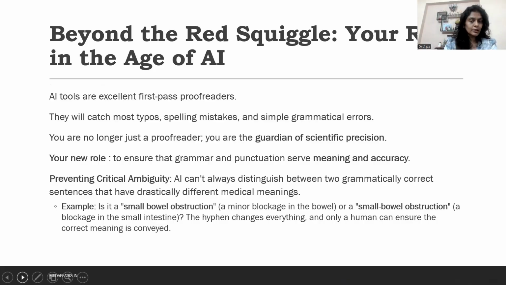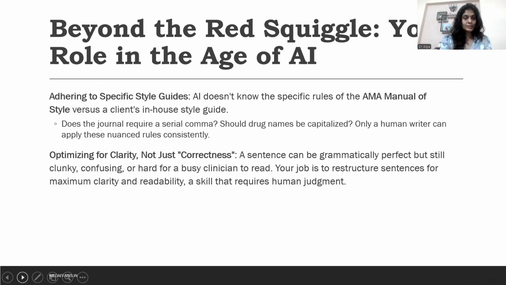However, as we discussed earlier also, there are instances wherein AI can make blunders. So for example, small-vowel obstruction, the same phrase with and without a hyphen. For AI, the phrases are the same. However, meaning-wise, they are very different. Without a hyphen, a small vowel obstruction would mean a little less severity of the intestinal obstruction. Whereas with a hyphen, it would mean obstruction of the small intestine. So herein, human intervention is a must.